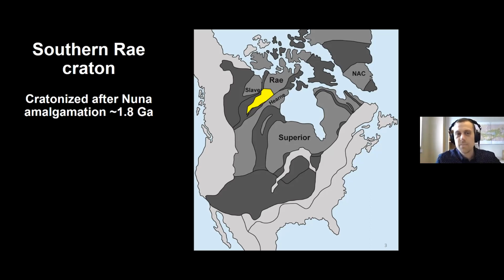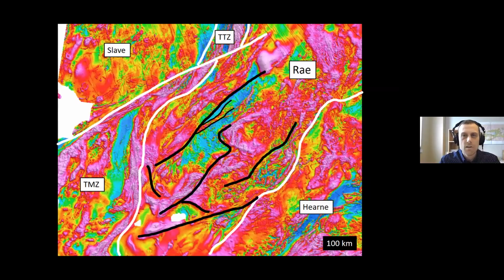To zoom into this region, this is a magnetic map of broadly the South Rae and its surrounding features. On the southeast, you can see the Hearne Craton. In the northwest is the Slave, and I've also outlined the Taltson and Thelon orogens on the west. Within the South Rae, you can see a variety of different magnetic patterns and signatures. Broadly speaking, the South Rae has been demarcated by a number of crustal domains that have roughly unique geologic histories, and they're all bounded by large-scale shear zones. The shear zones are in black there.